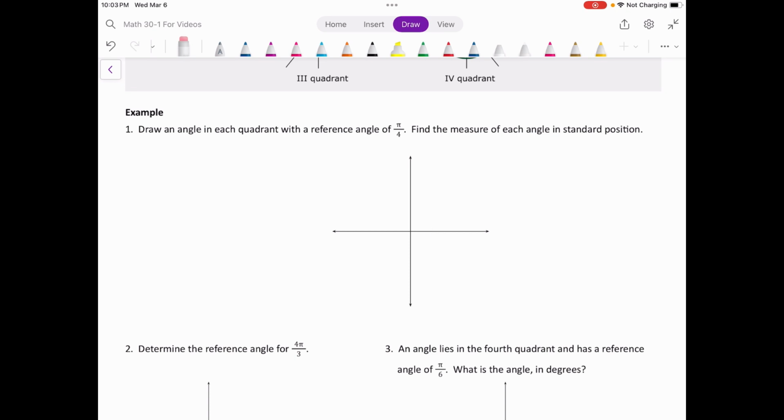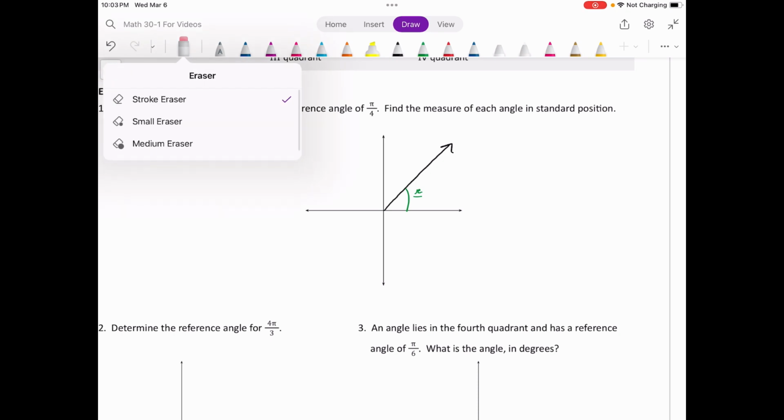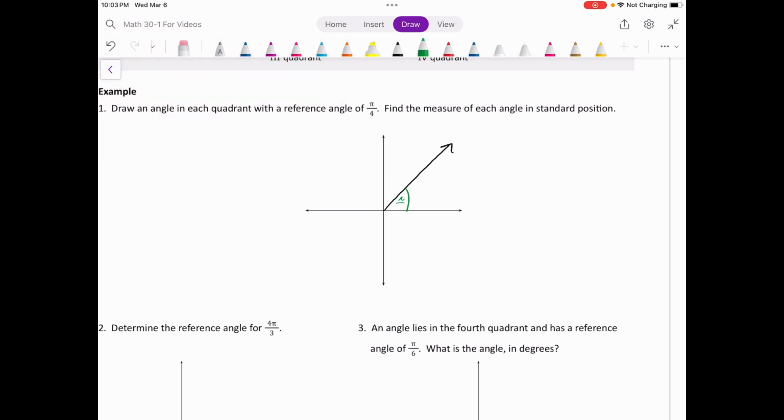Actually, pi over 4 is 45 degrees. Do you see how I'm figuring that out? Because pi over 2 would be 90, so halfway to pi over 2 would be pi over 4. Half of a half pi. Okay, so this would have a reference angle of pi over 4.